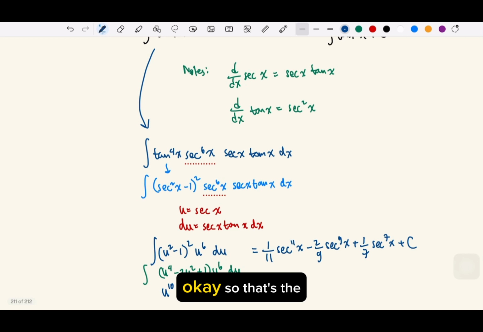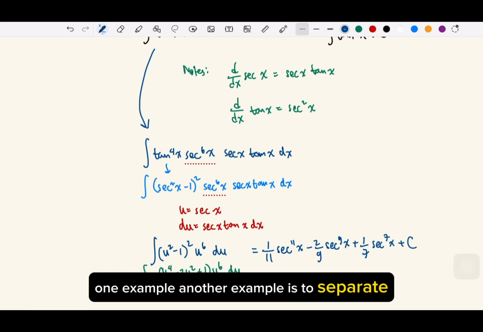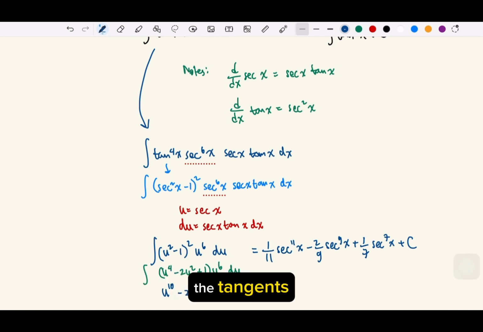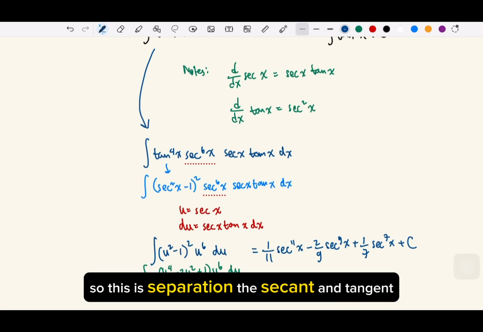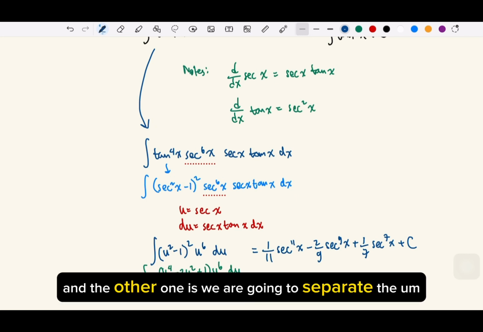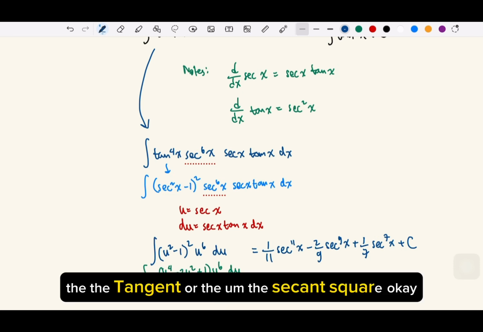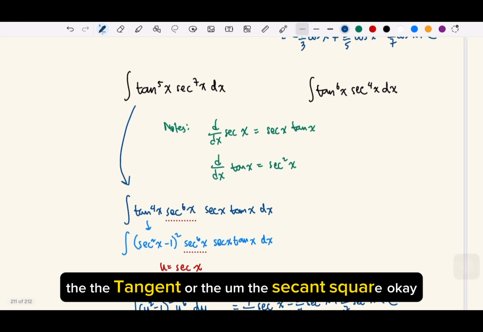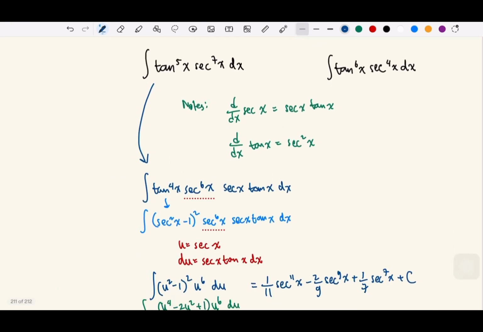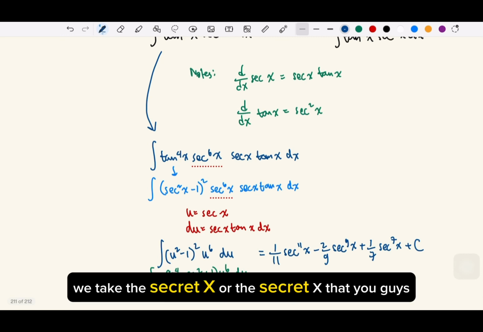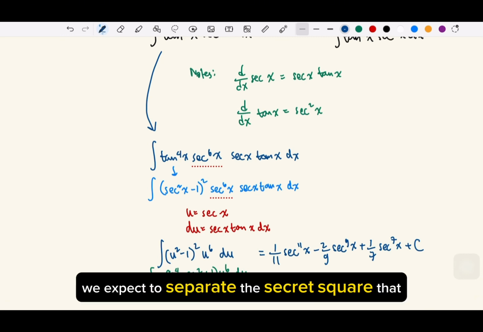Okay, so that's the one example. Another example is to separate the tangents. This is separating the secant and tangent, and the other one is to separate the tangent or the secant squared. So first we take the secant x for the secant x tangent x, and the second one we separate the secant squared that we are going to capture from the tangent.